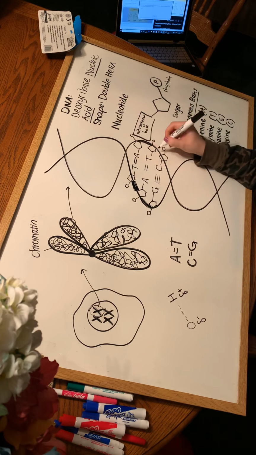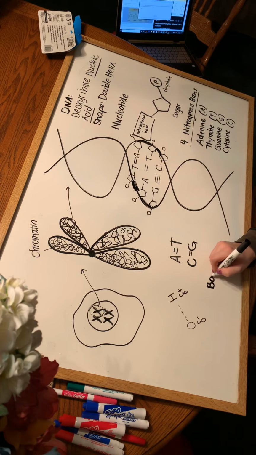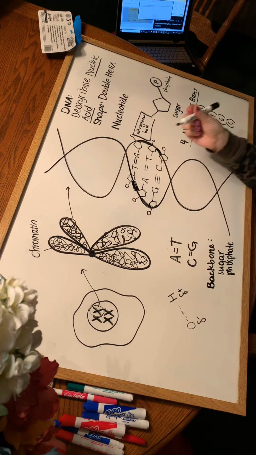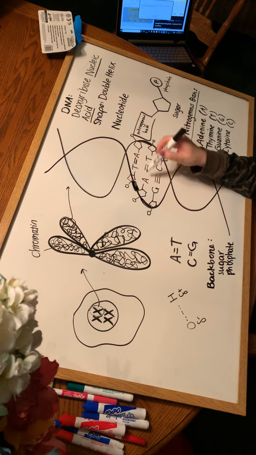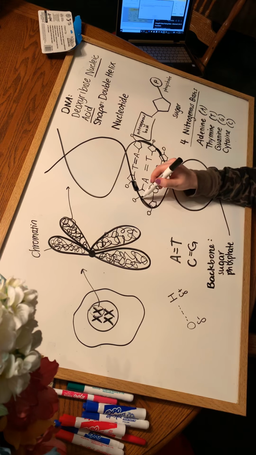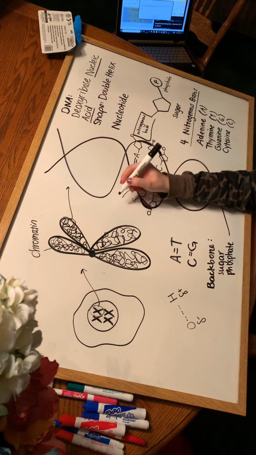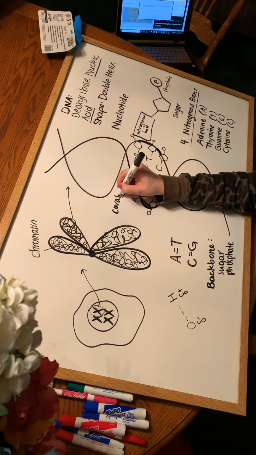It forms between the backbone. The backbone is the sugar and the phosphate. So again, it's like the sides of the ladder. The rungs of the ladder would be the nitrogenous bases, but the backbone is made up of the sugar phosphate, and the bond that holds them together is a covalent bond.